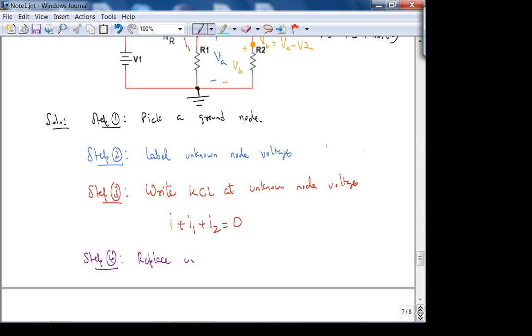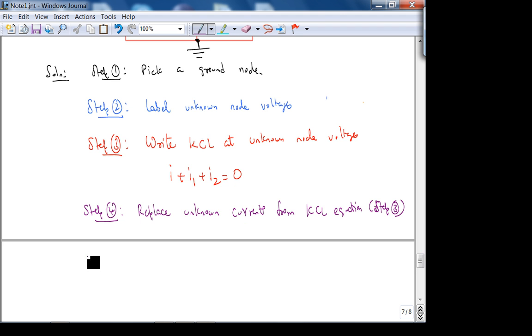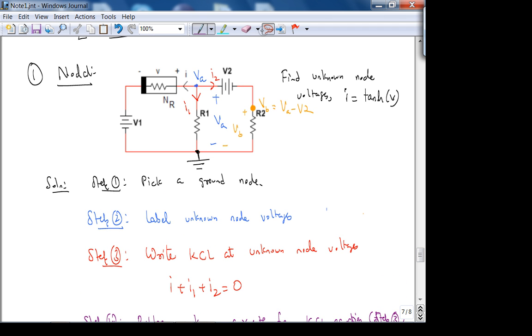replace unknown currents from KCL equation, that is step three, with unknown node voltages. And to do this, okay, you need to know whatever the necessary laws are. In this case, you have resistors which follow Ohm's law, okay? And you have this guy, but I know what I is. It's tanh of V, where V is the voltage across this device, okay?